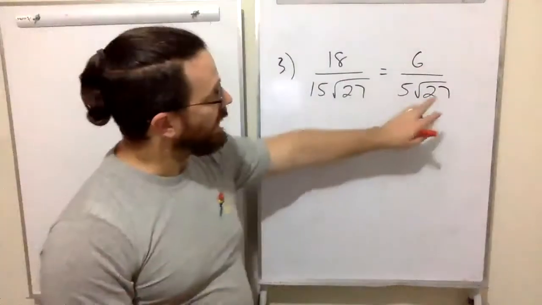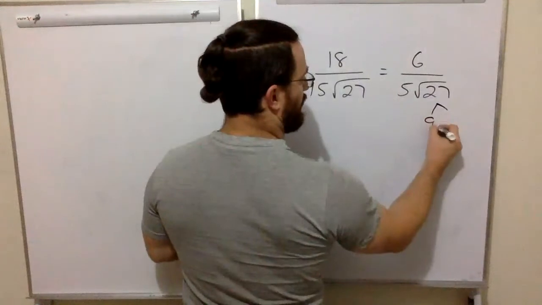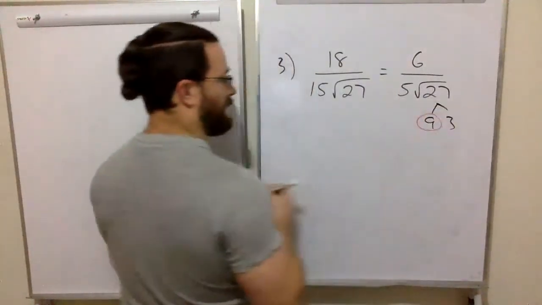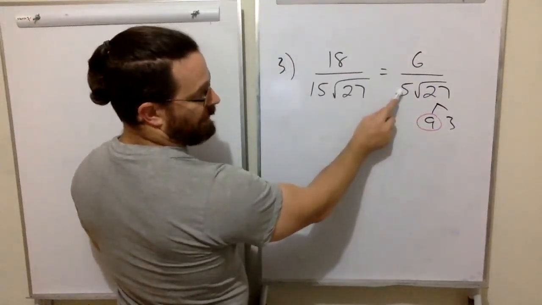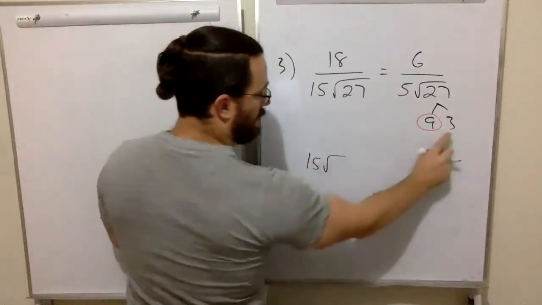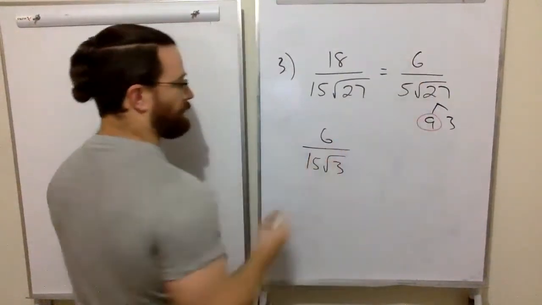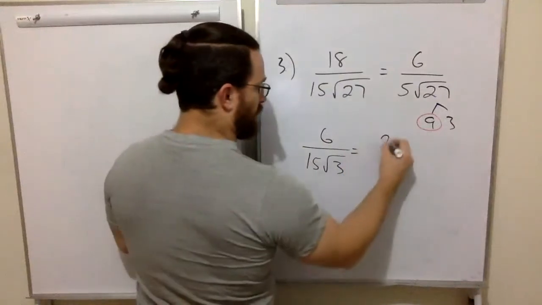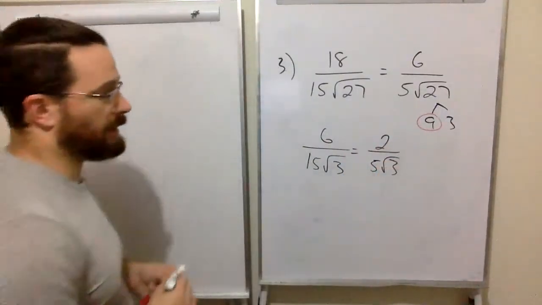From there, I have a perfect square inside my 27. This could be 9 times 3. So I can take out the 9. The 9 comes out as a 3, which has to multiply with this, making 15 on the outside. And a 3 left over on the inside still. And I got the 6 on top. We could reduce again really quick, the 6 and the 15. So this is going to make 2 over 5 radical 3.